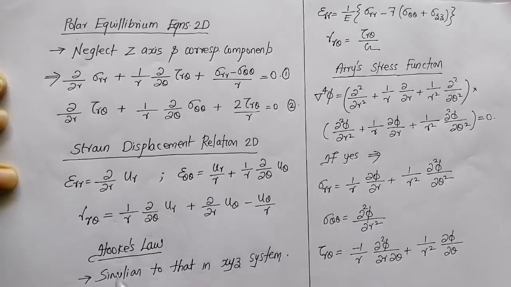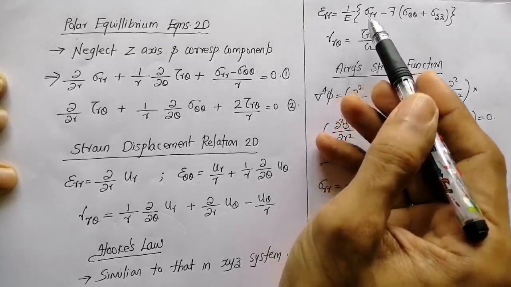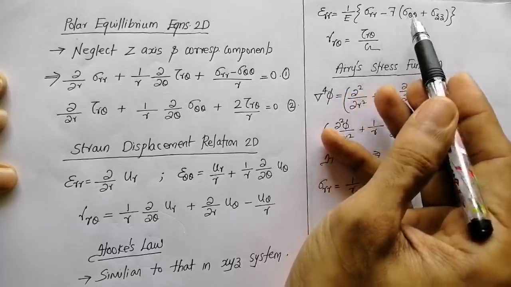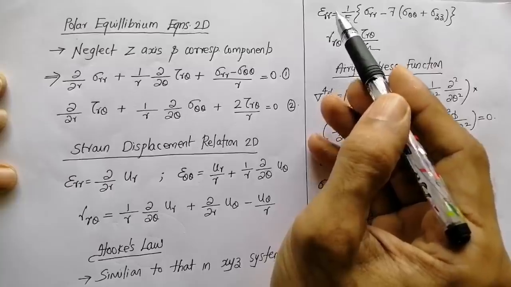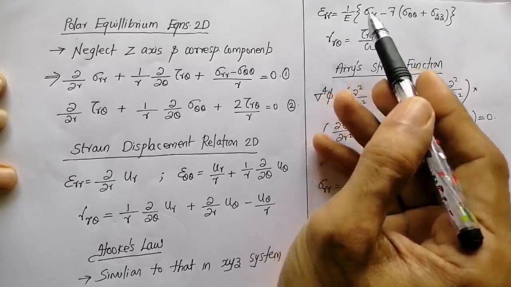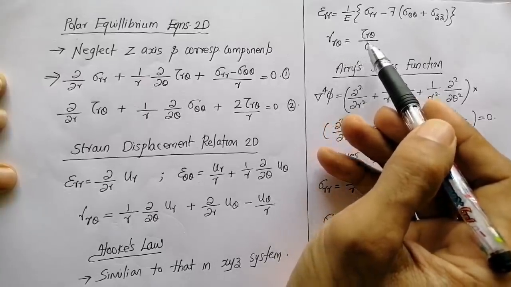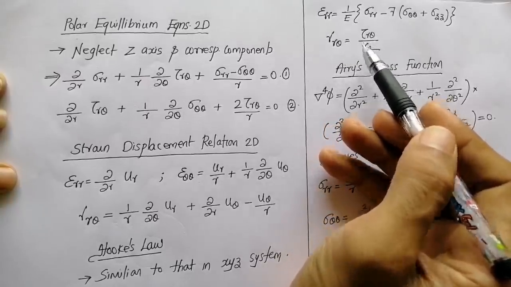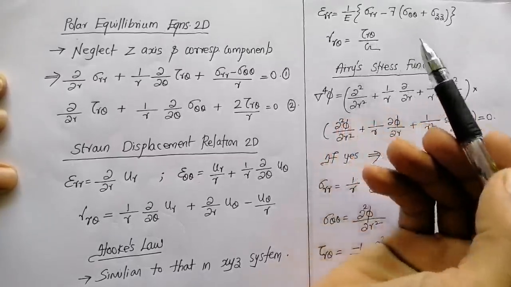What is Hooke's law? So, Hooke's law, the constitutive equation, we have 6 equations similar to that in the XYZ system. You can see here what is ε_rr: (1/E)[σ_rr − ν(σ_θθ + σ_zz)]. Similarly, we can obtain the equations for ε_θθ and ε_zz. Now, what is γ_rθ? γ_rθ = τ_rθ/G. So, mostly in the cylindrical system you will be asked for 2D cases only, not 3D cases.